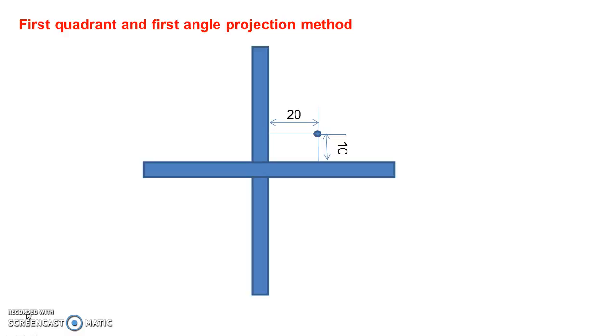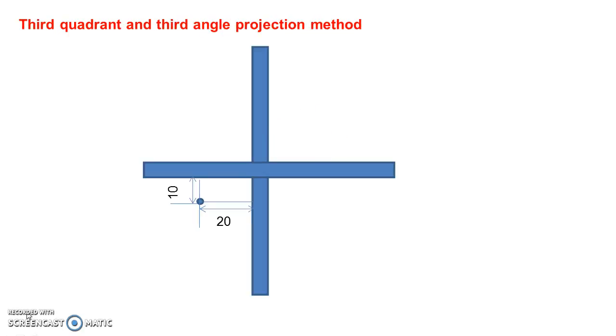The reference line which is present horizontally, and from which the distance is measured, is called the horizontal reference plane, and secondly the vertical reference line from which the distance is measured will be considered as the vertical reference plane.